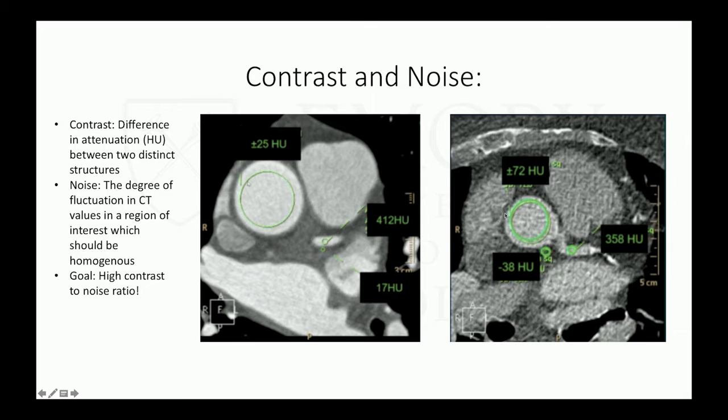But also the noise or the inherent scatter within a specific structure that should be homogeneous is going to be crucial to accurately evaluating coronary arteries. And so our goal is really having a high contrast to noise ratio. And clearly we can see that very nicely on the scan on the left. Not so bad on the right, but certainly a lower contrast to noise ratio than on my left.